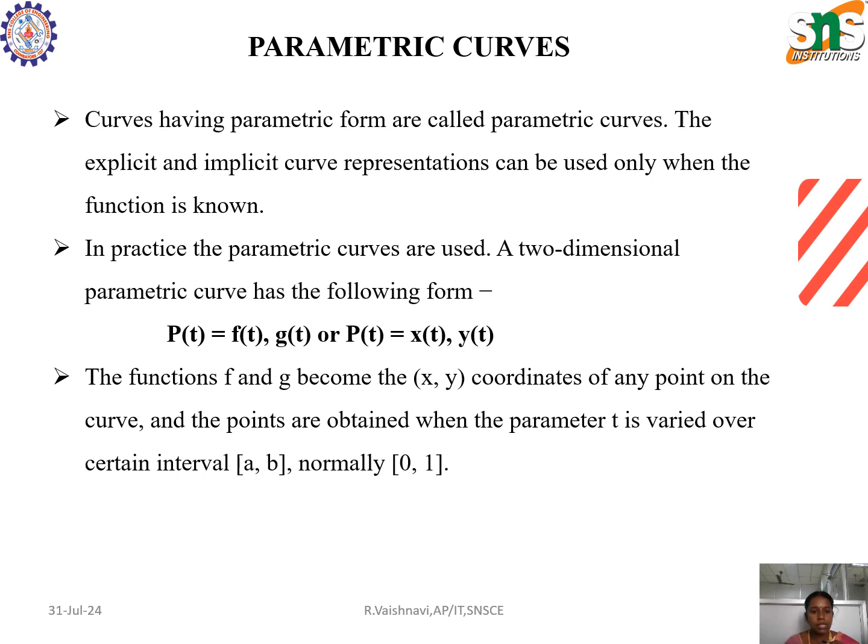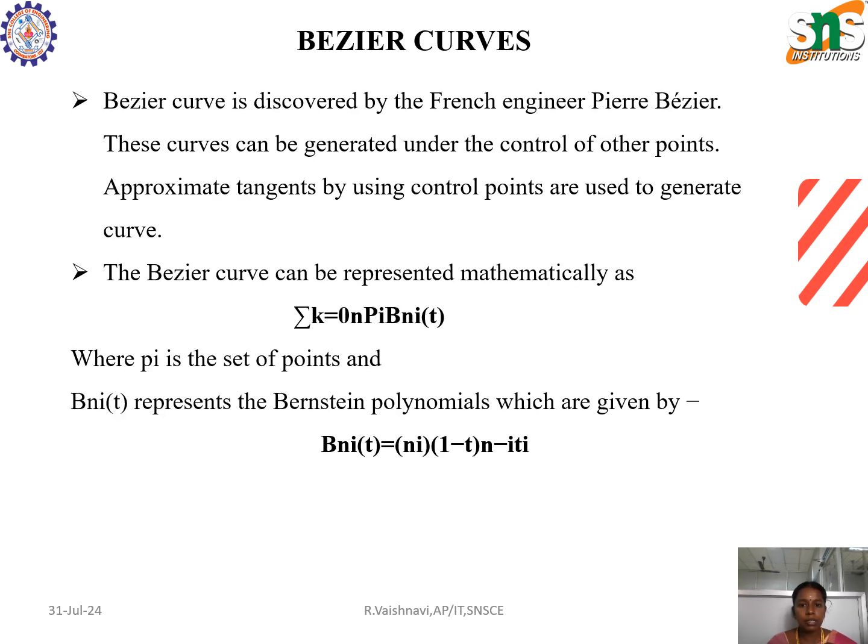The two-dimensional parametric curve has the following form: P(t) = (f(t), g(t)), or P(t) = (x(t), y(t)). The functions f and g become the x, y coordinates of any point on the curve, and the points are obtained when the parameter t is varied over a certain interval [a, b], normally [0, 1].